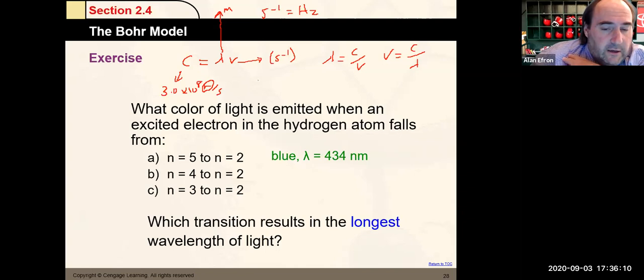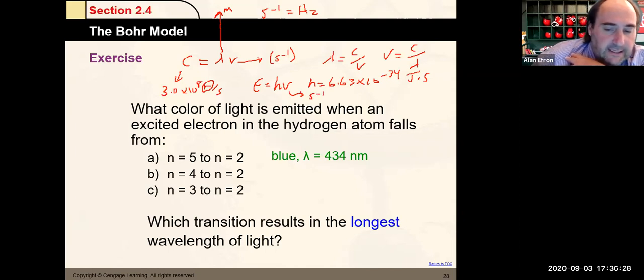We also saw an energy equation: E equals h times the frequency, h being our Planck's constant, which is 6.63 times 10 to the minus 34 joule seconds. And the frequency obviously being our reciprocal seconds. In that case, both of the seconds will cancel out, leaving us just joules, which is a unit of energy, which is what we're looking for.